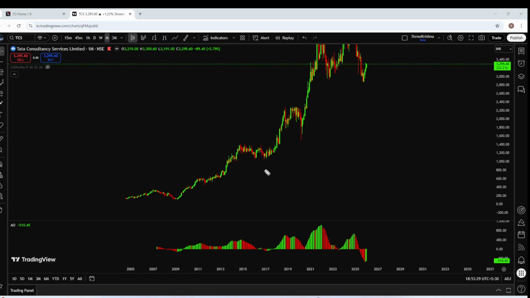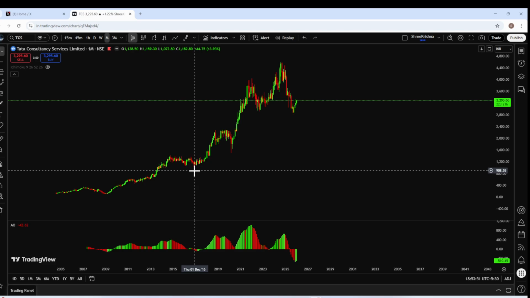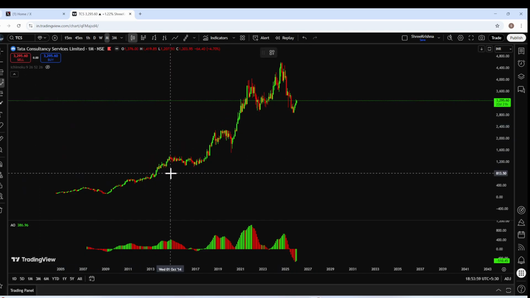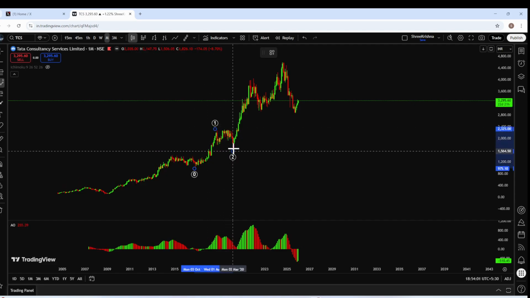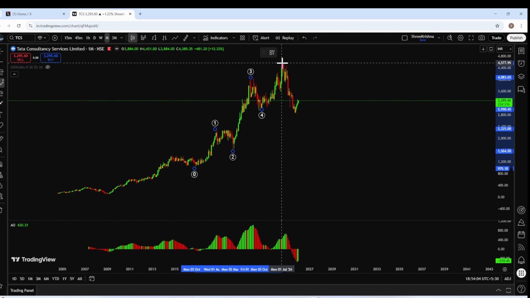Why am I telling wave 2? I have a certain belief system. Yes, here a wave 2 termination has taken place. From here you have a wave 3 impulse rising. So the impulse is going from this place, almost December 2016. Now, from here, it has made 1, 2, 3, 4, and 5 waves.